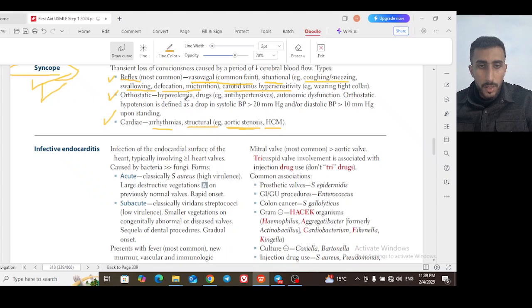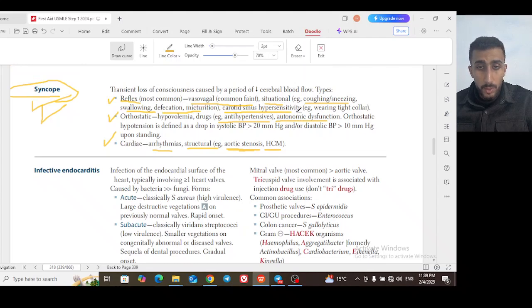And the orthostatic syncope is due to hypovolemia or drugs such as antihypertensive toxicity, where the patient took too high a dose of antihypertensive drugs and gets syncope. And autonomic dysfunction, of course: diabetes mellitus may cause autonomic dysfunction or neuropathy and cause syncope. There is a term called orthostatic hypotension. That means that when you measure the blood pressure of the patient lying and standing, you notice a difference of more than 20 for the systolic blood pressure, and more than 10 for the diastolic blood pressure. If this occurs, this means the patient has orthostatic hypotension.